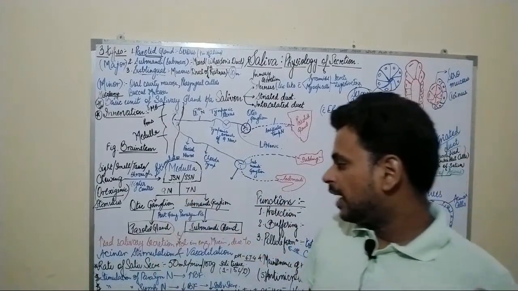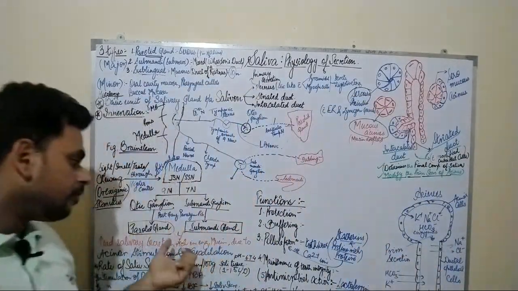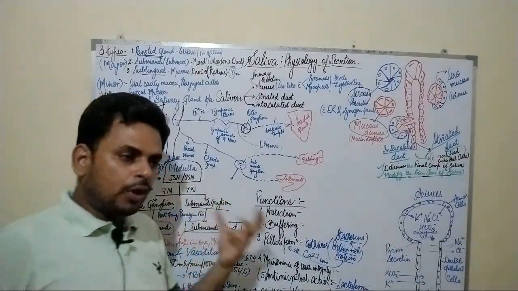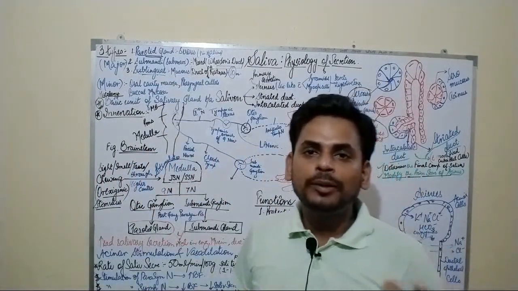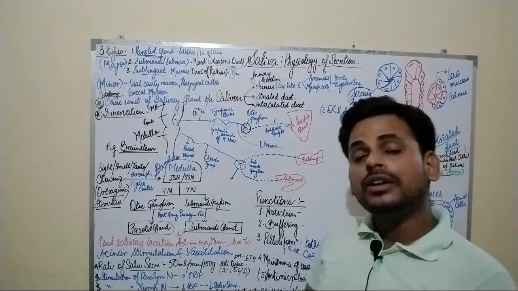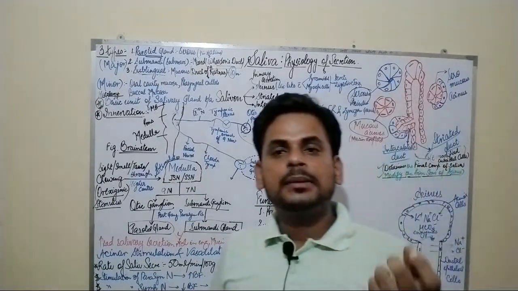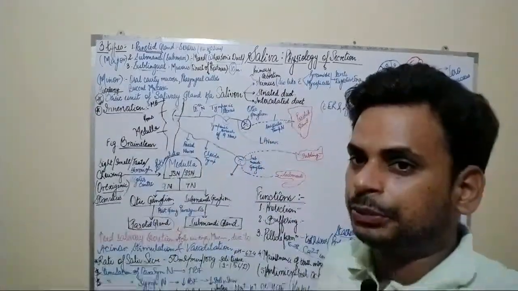So this is all that I have discussed. And looking at the normal salivary secretion in an adult human, it is around 1 to 1.5 liters per day, and the rate of salivary secretion is about 50 milliliters per minute per 100 grams of salivary gland tissue.